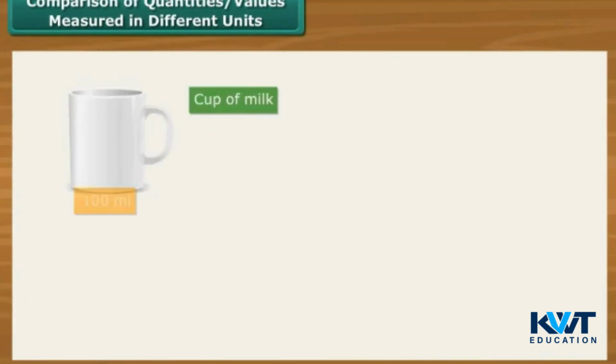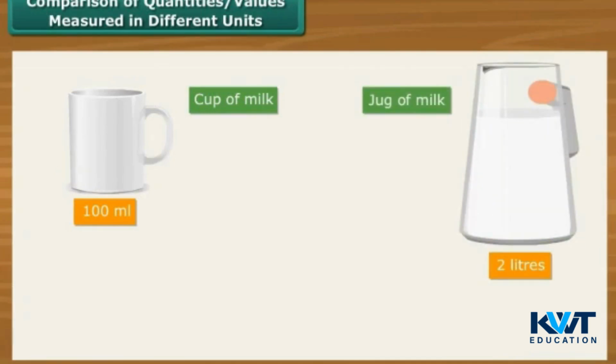Comparison of quantities, values measured in different units. Vinita has 100 milliliter of milk in a cup and 2 liters of milk in a jug. 100 is greater than 2. Can we say that the quantity of milk in the cup is greater than the quantity of milk in the jug? No. The reason is, the 2 quantities are measured in 2 different units and hence cannot be compared.